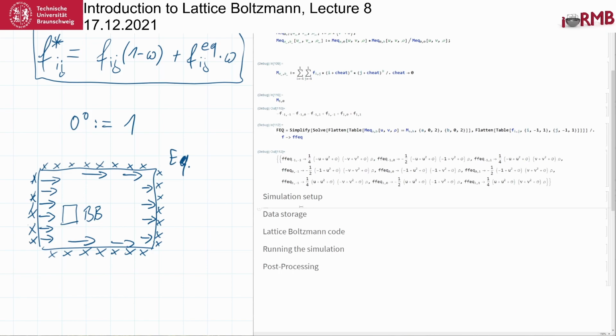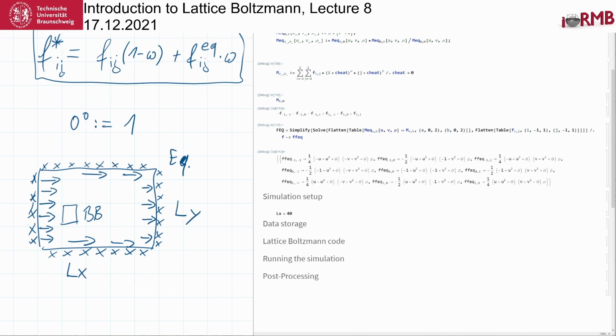Now, as I said, our code will be extremely slow because we'll implement it directly in Mathematica, and also the debugger is turned on and I cannot turn it off. So we specify a very small domain. We need to specify the length of a domain, Lx and Ly, and I'm going to say this is 40 lattice nodes, 40 delta x, and this here will be 30 delta x. So we'll make this relatively small.